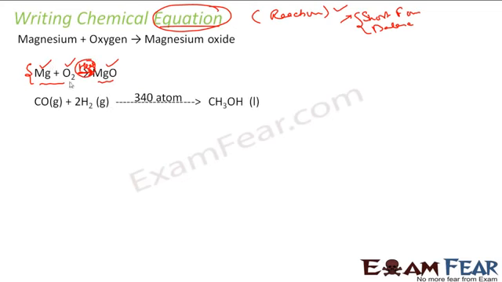For example, you have another scenario. We have carbon monoxide plus hydrogen, both were gases, and we provided some temperature and pressure. We got CH3OH, and this is a liquid, shown as L. I'll explain what all these L and G mean.